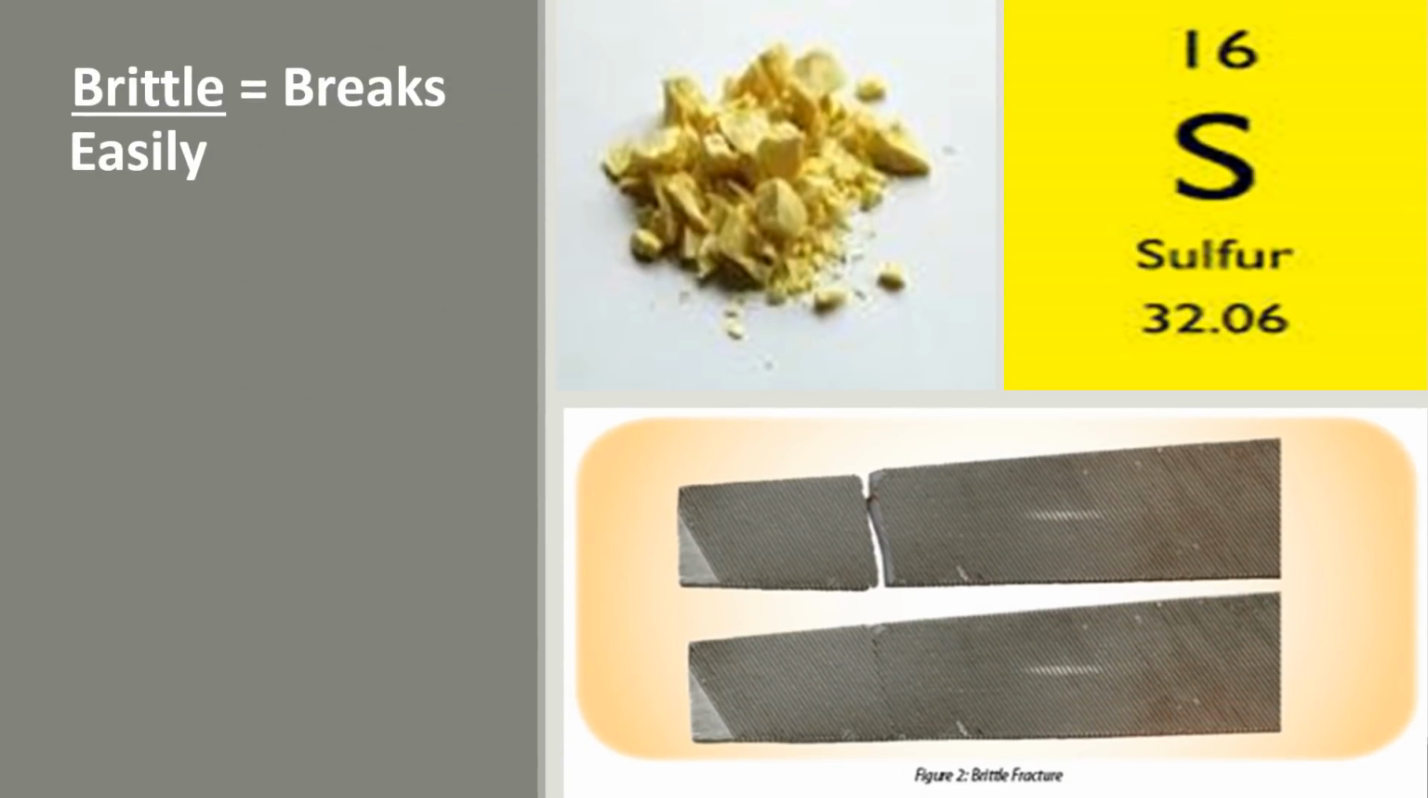Brittleness is if it breaks easily. Elements like sulfur, which is a non-metal, easily break in your hands. You can crumble it up. But other things, other metals, tend to be a little less brittle. They don't break as easily. Some do, some don't. Also depends on how you heat them up. But right here you can see an example where an iron file has broken. This is a brittle fracture, but for the most part, metals don't break near as easily. They're more malleable.